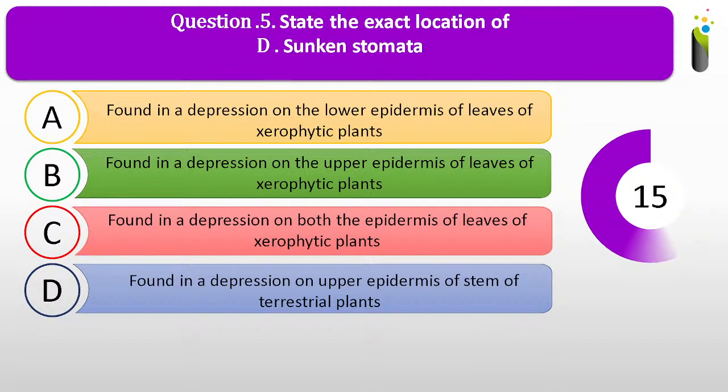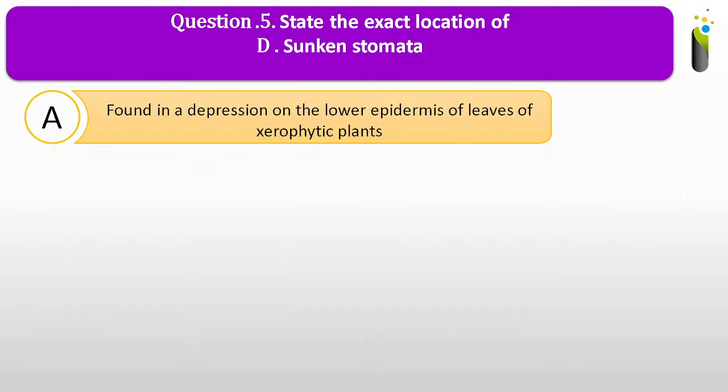So the correct answer, the exact location of sunken stomata, will be A. Okay, so it is found in a depression on the lower epidermis of the leaves of the xerophytic plants. So your answer for question number 5D is A.